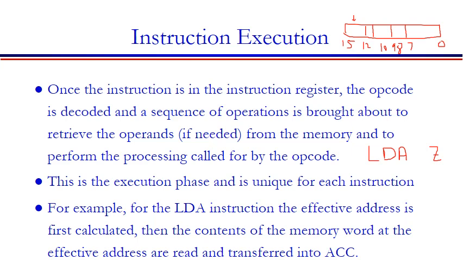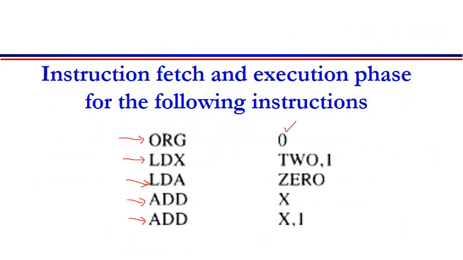So this is how we can use different instructions for explaining the instruction fetch and execution process. We will discuss in the next slides how these instructions will be executed. So let's suppose some instructions will be written. The first instruction is the pseudo instruction, which is ORG, and with ORG here we have written 0. It means that the address of the first instruction will be 0.